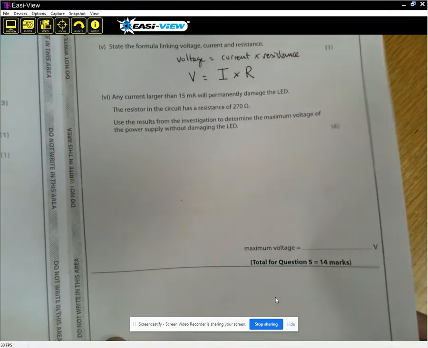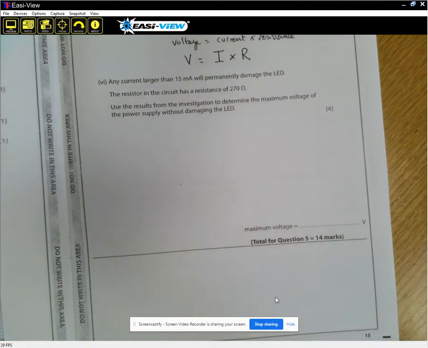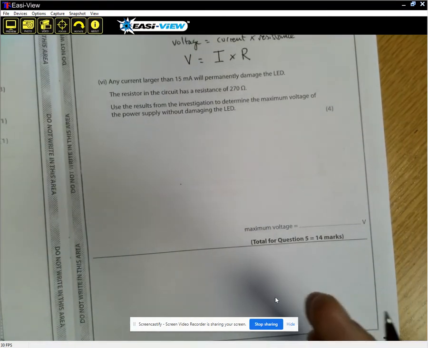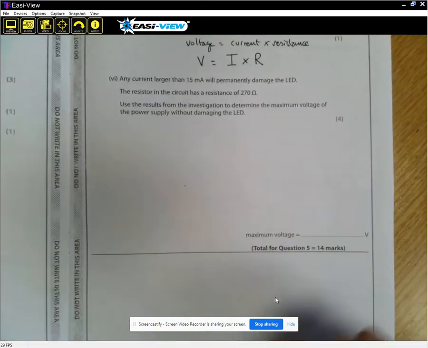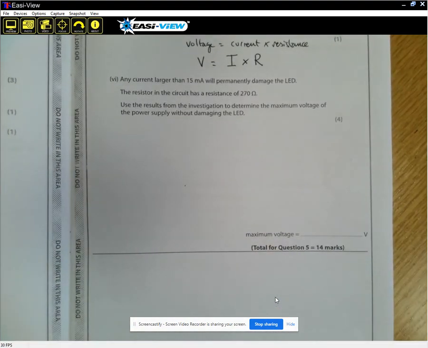Final part of this, 4-mark question for a calculation. Things to watch out for. We've just written the equation, so that's the equation we're going to be using. So any current larger than 15 milliamps will permanently damage the LED.